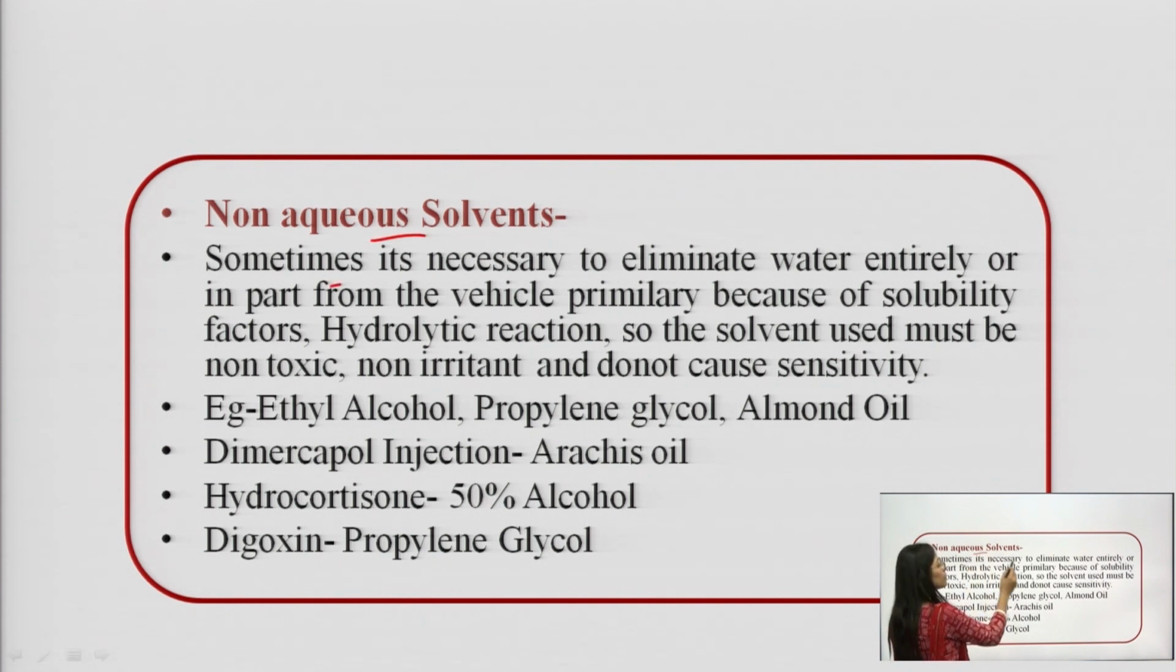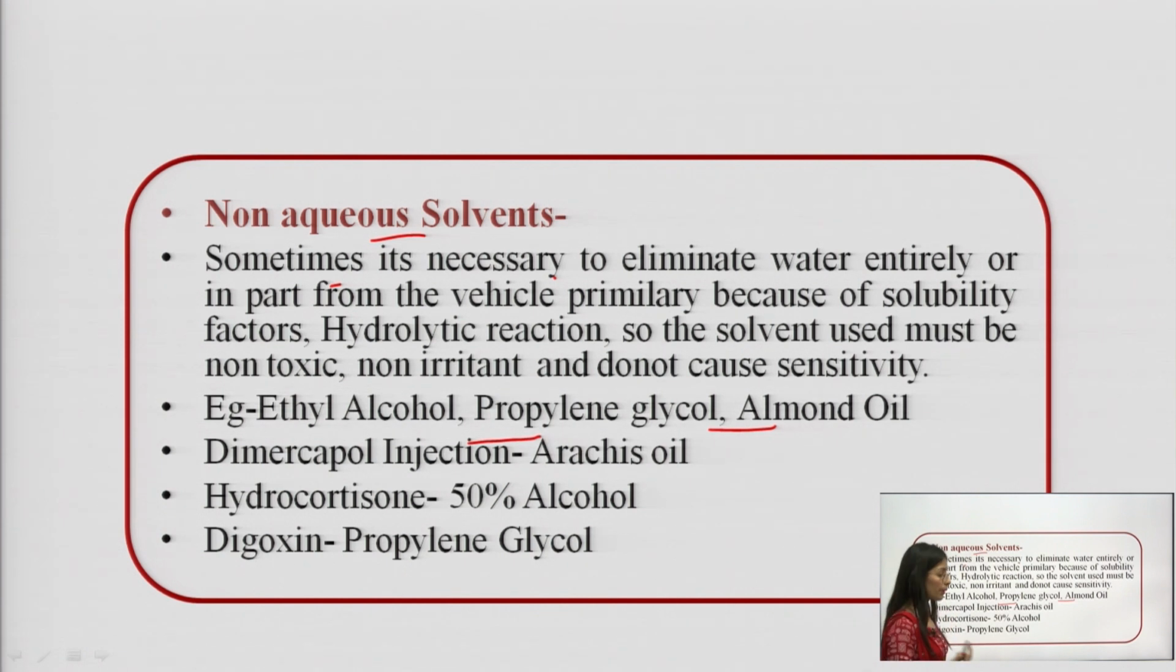Sometimes it is necessary to eliminate water entirely. There can be a possibility when we want to remove all the water, or some drugs are not feasible with water. So, in order to enhance the solubility, some non-aqueous solvents are used. To avoid hydrolytic reactions, the solvent used must be non-toxic, non-irritant and must not cause any sensitivity. This is what a non-aqueous solvent is. Examples are ethyl alcohol, propylene glycol, almond oil.